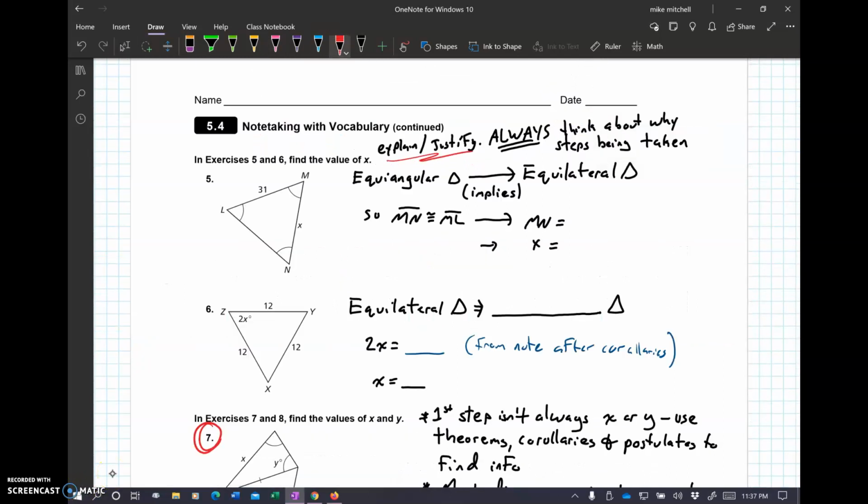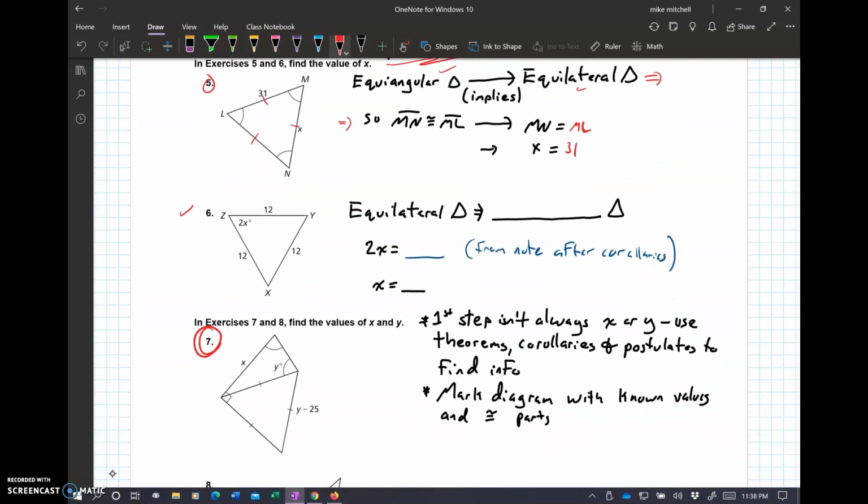It doesn't ask for it here, but always explain or justify your answers. If you can't explain it, you're just guessing. So always think about that. Like for number 5 here, they give me equiangular. That tells me it's going to be equilateral. If it's equilateral, these segments have to be congruent. All of those have to be congruent. That means MN and ML are the same length. That's more formal writing for proof. And you know x has to equal 31, and we're pretty much done with that one.